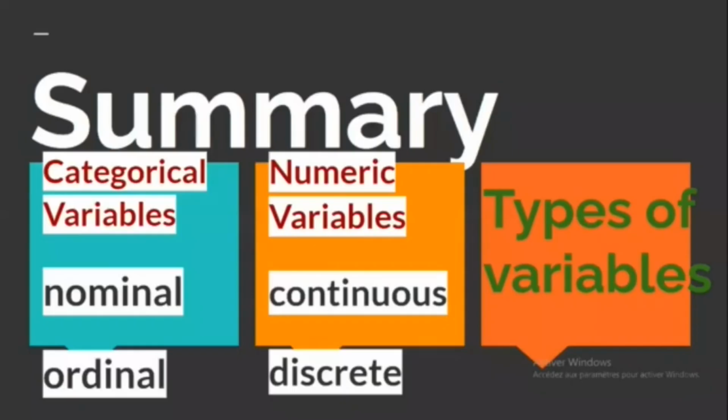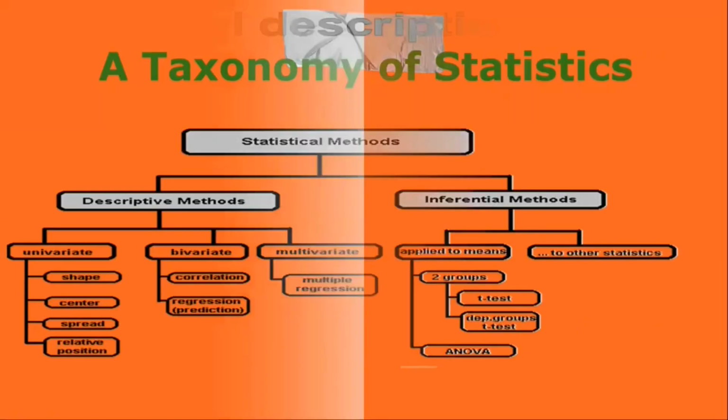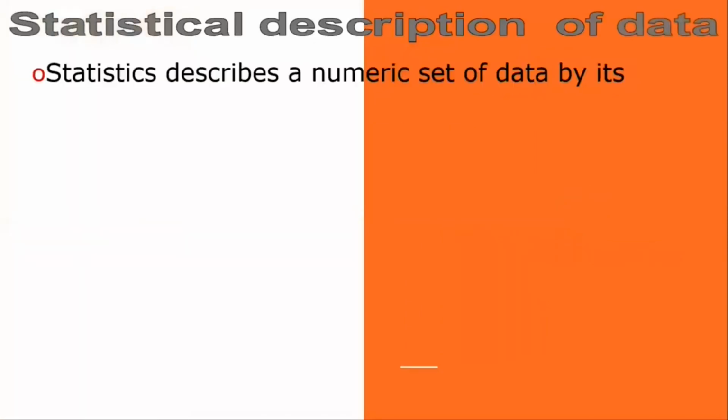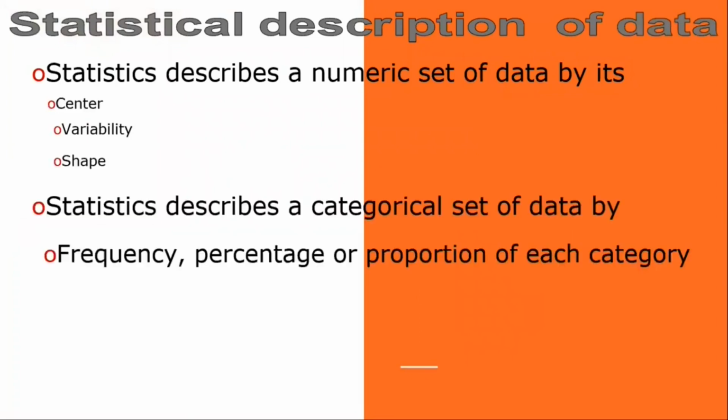In summary, we have two types of variables. 1. Categorical variables, which is divided in nominal and ordinal. 2. Numeric variables, which is divided in continuous and discrete. Descriptive statistics. Statistics describes a numeric set of data by a center, variability, shape. Statistics describes a categorical set of data by frequency, percentage or proportion of each category.